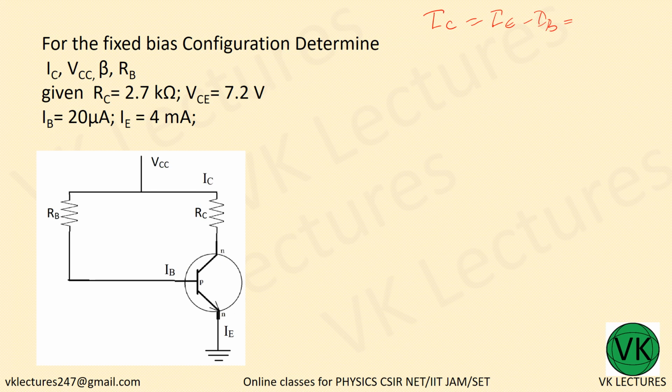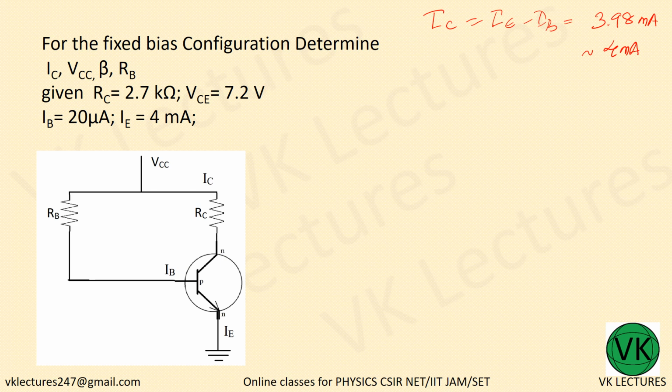So in a way you can take IB, this is around 0.02 milliampere. IB equal to 0.02 milliampere. So I can write that is equal to 3.98 milliampere, or simply 4 milliampere also I can use. So it will be small difference in your answer.